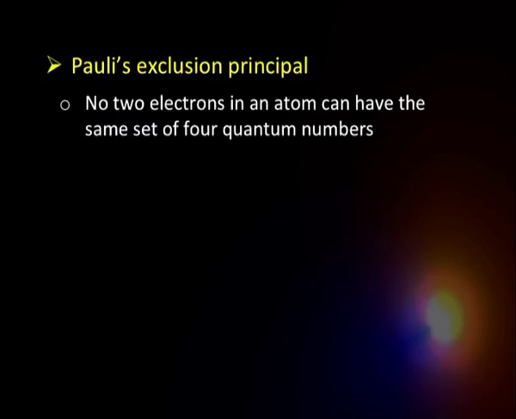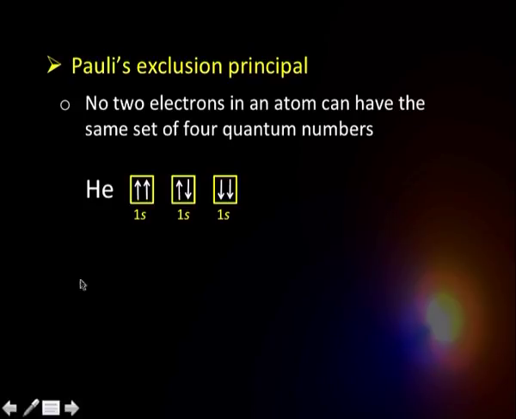Pauli's exclusion principle says that no two electrons in an atom can have the same set of 4 quantum numbers. Let us take a simple example, say of the helium atom. In the case of helium, there are 2 electrons, and for these 2 electrons we are showing 3 possible distributions. In the first case, both the electrons are in the 1s orbital with up spin. In the second, one electron has upward spin and one has downward spin. In the third case, both of them have down spin. Now, which of these 3 is an acceptable distribution?